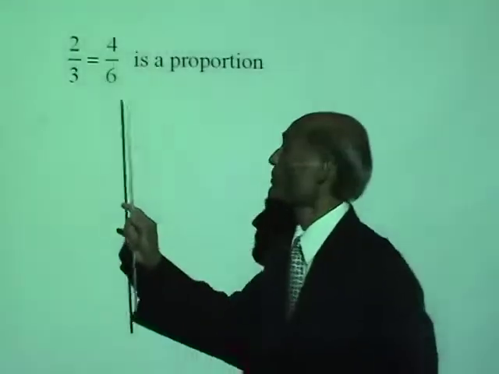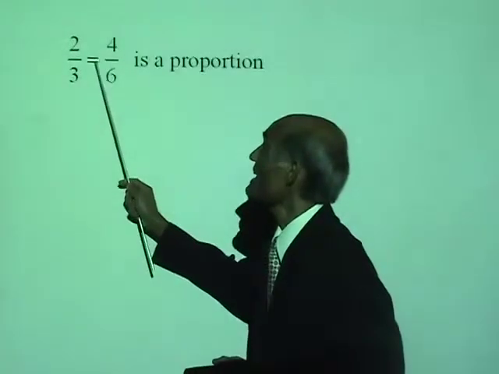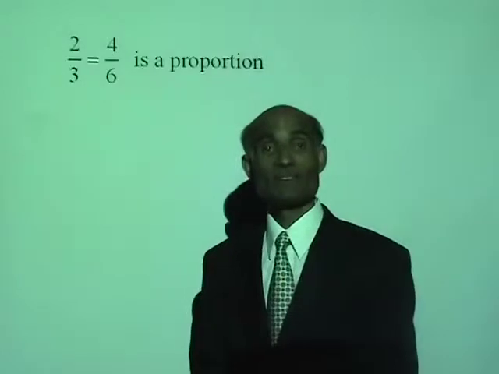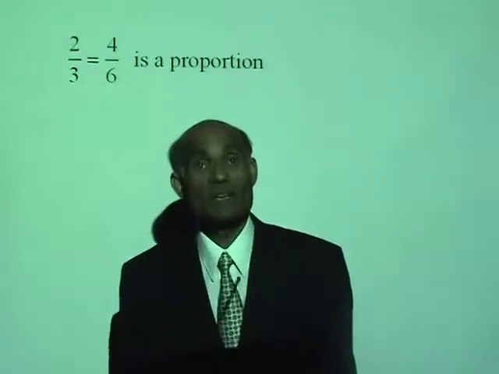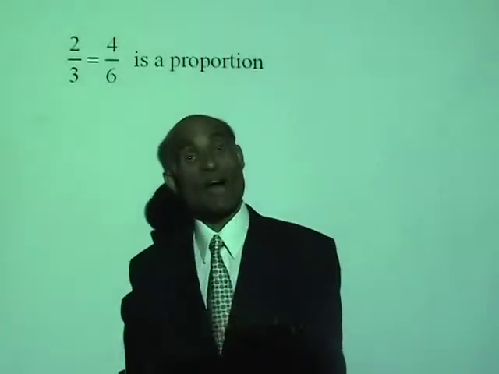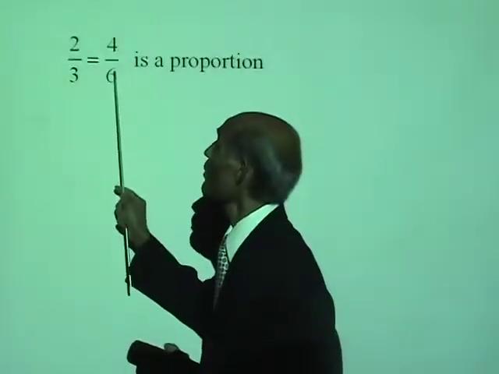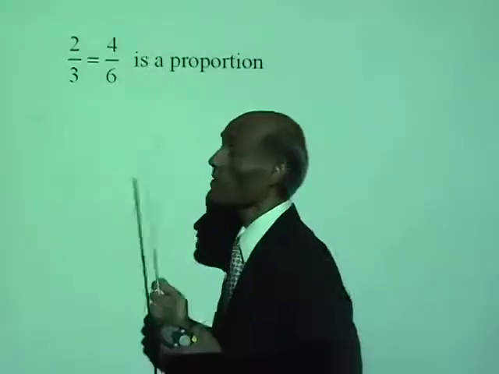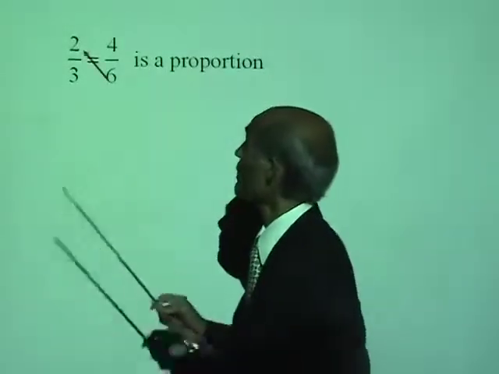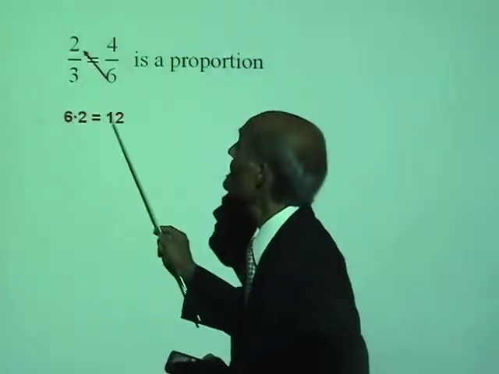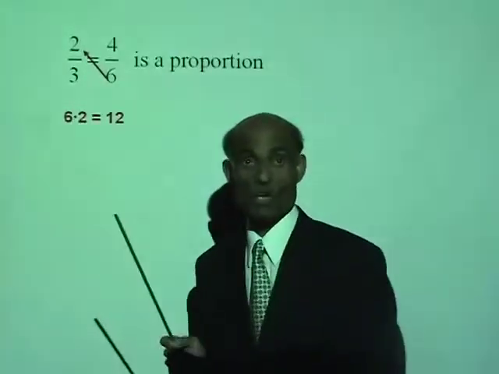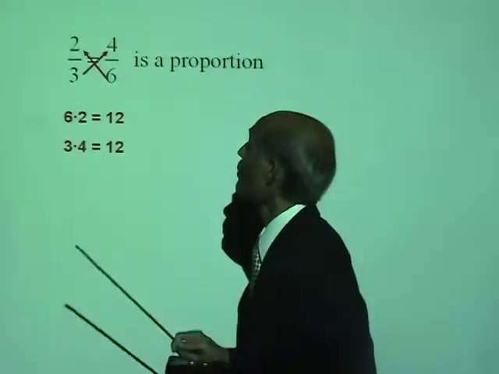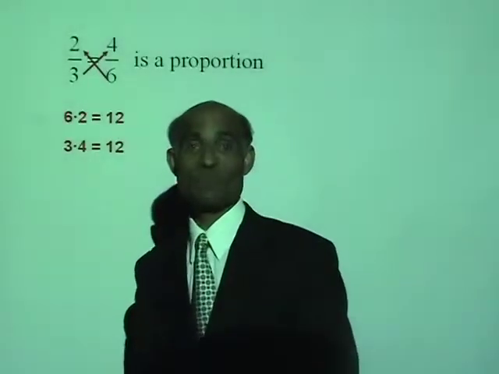Now, look at this example. 2 over 3 equal to 4 over 6. Is that a true statement? Yes? 2 over 3 and 4 over 6 are the same. If you simplify 4 over 6, you will get 2/3. Now, this is a proportion. Let's take the cross product. 6 times 2 is 12. That is one cross product. The other cross product is 3 times 4, and that is also equal to 12.